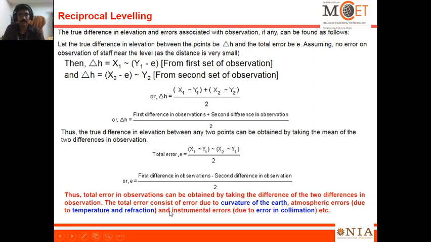The total error consists of the error due to curvature of the earth, atmospheric error that is due to temperature and refraction, and instrumental error due to the error in collimation.